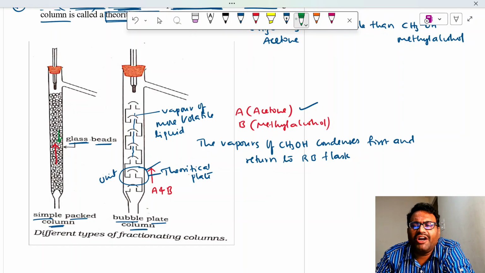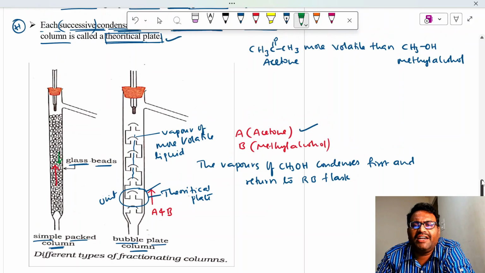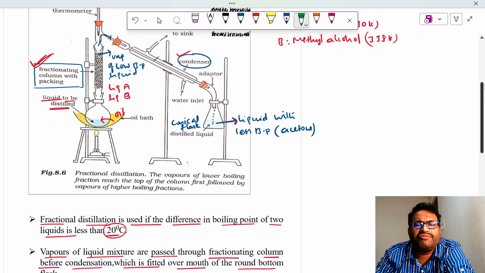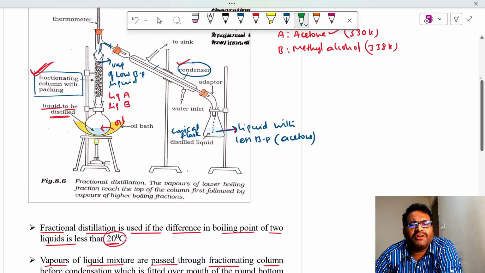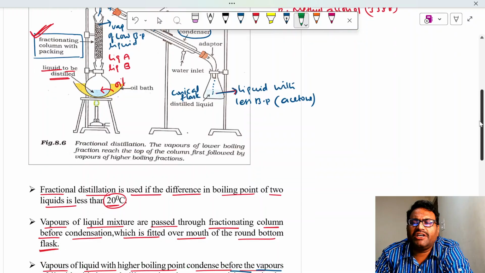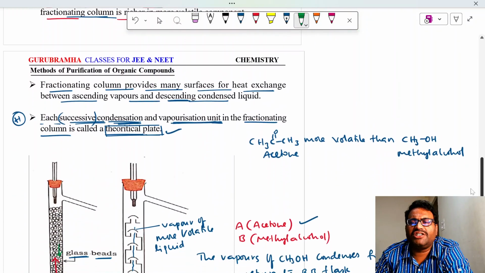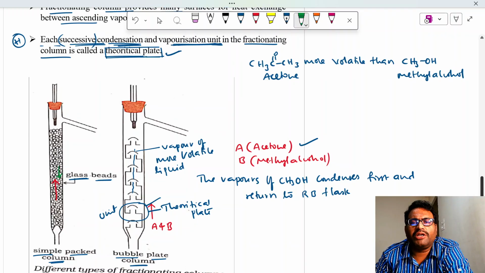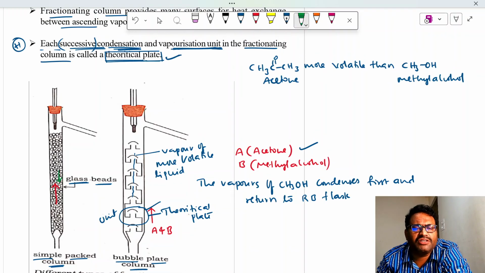So overall, what do you find? You will find that vapors of the liquid with less boiling point come out first from the fractionating column, get condensed and convert into liquid, and that can be separated. Are you getting this? So the only difference between a simple distillation and fractional distillation is what? The fractionating column. Two types of fractionating columns are given in our syllabus. What are those? Simple packed fractionating column and bubble plate fractionating column.